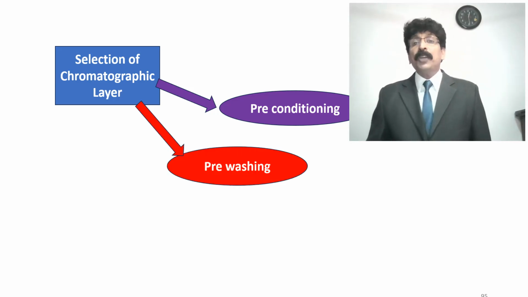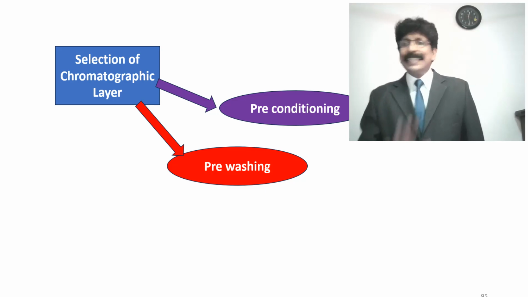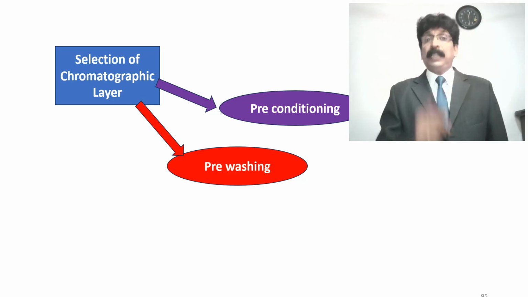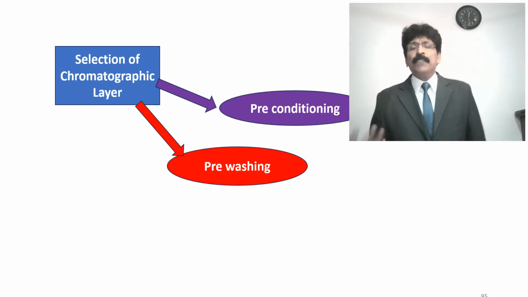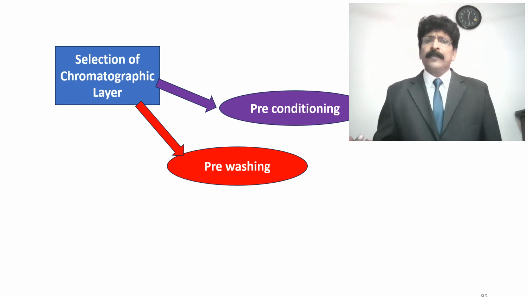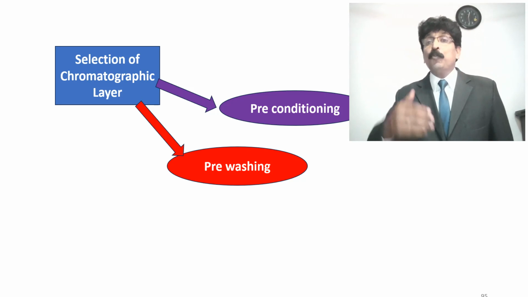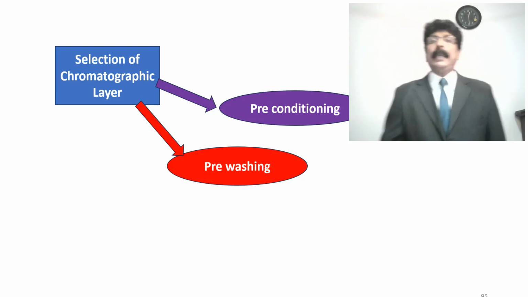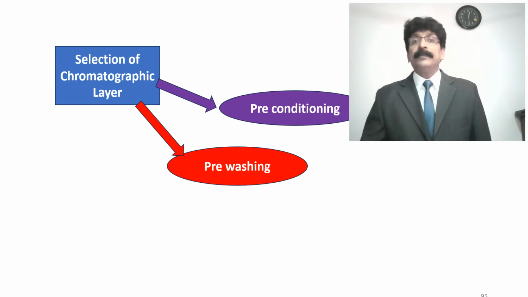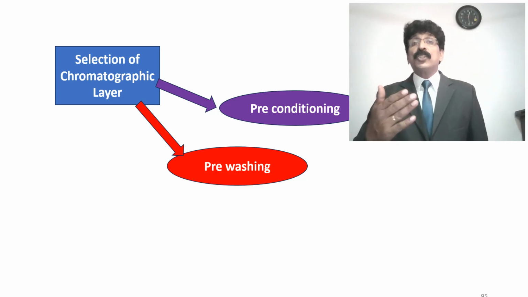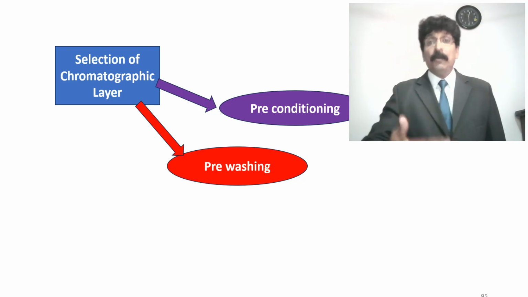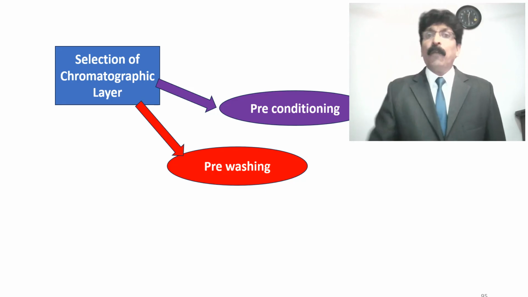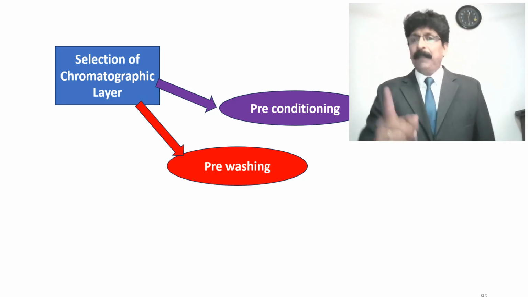The second one you should know is pre-washing. This is not done there, but here it is possible in HPTLC. Pre-washing means suppose a lot of dirt and impurities may be present in the stationary phase itself. Pre-washing can be performed on the thin layer plate by running it with the solvent methanol. The highly polar solvent can remove any type of impurities which may be present in the thin layer, which is already prepared and ready for our experiment. So pre-washing can be done.